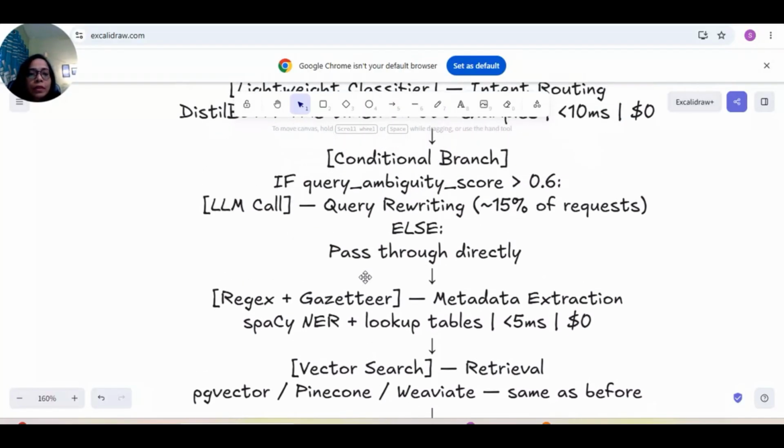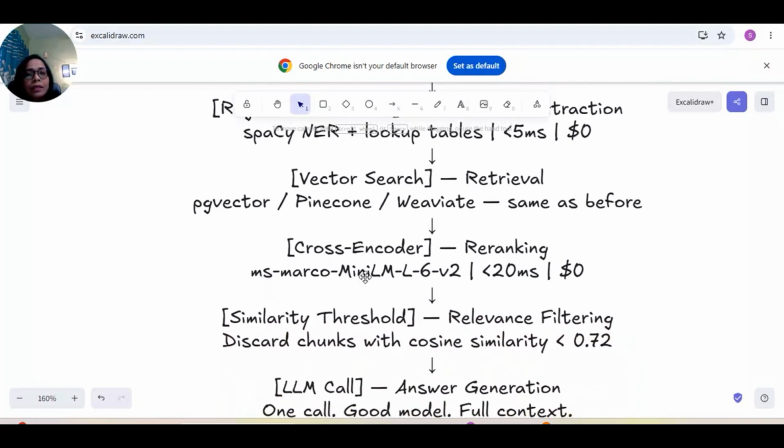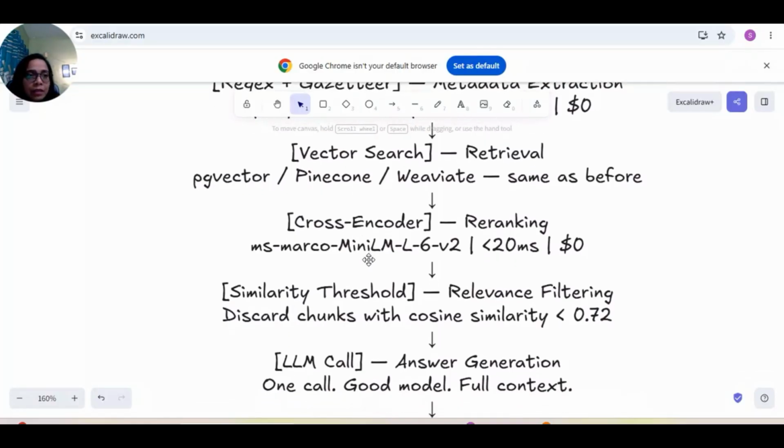And the next one, for that conditional, goes through regex entity extraction, through spaCy NER or some kind of lookup tables. The next one is the vector search, and here the retrieval, pgvector or Pinecone, will be the same as before. This component, this layer, is not changed at all. And the next one is the reranking after the vector search retrieval.